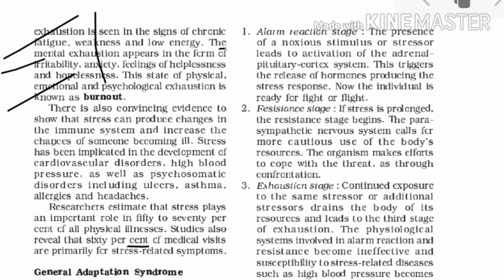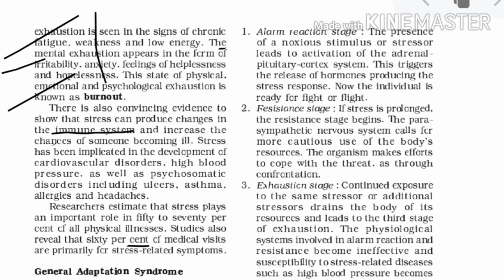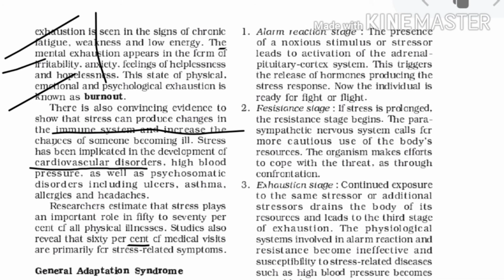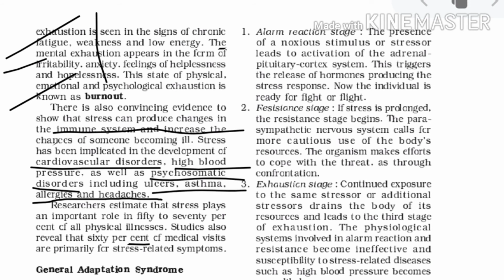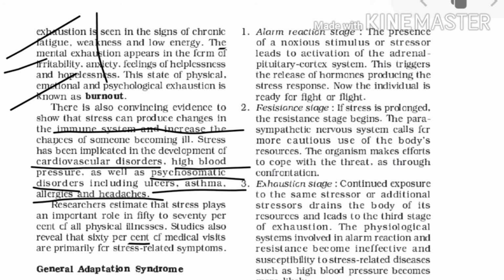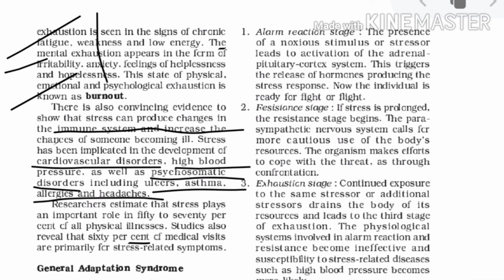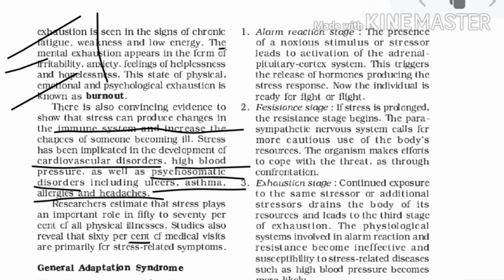And also stress affects our immune system and increases the chance of developing cardiovascular disease, high blood pressure, psychosomatic disorder. You will learn this in chapter 4. And also ulcers, asthma, allergies, and headaches. So these are some of the effects of stress upon health. And researchers have seen that 50% to 70% of people's illness is because of stress, and 60% of visits to hospitals are because of stress-related problems.